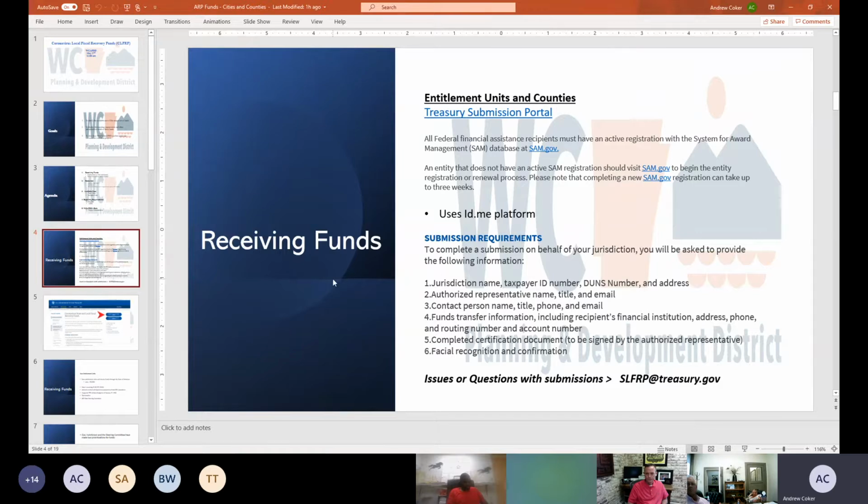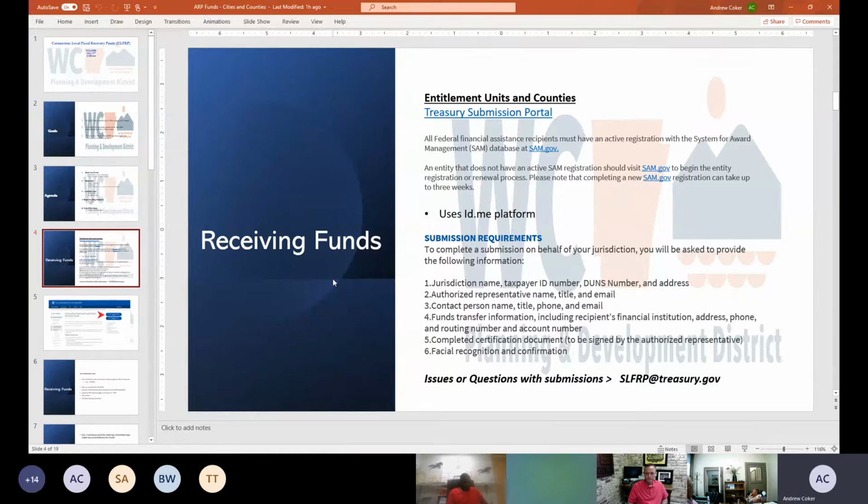So this means that we are going to need to go through that portal that they've established with the U.S. Treasury. All the federal financial assistance recipients are going to have to register with the SAM database. If you don't have this SAM registration or an active one, you need to go to sam.gov and begin that registration process as soon as possible. It's a time-consuming process. It does take about 3 weeks to get finalized. So please do that as quickly as you can.